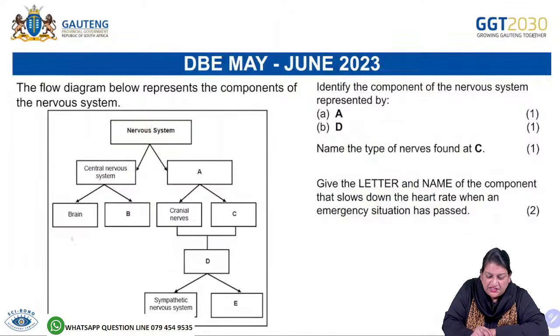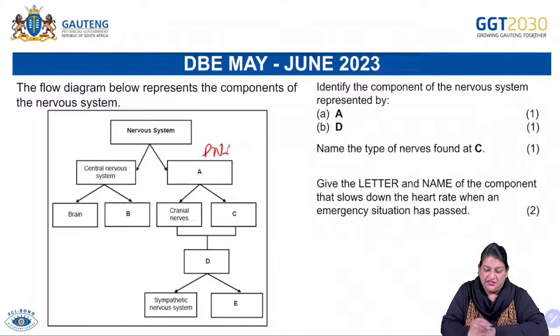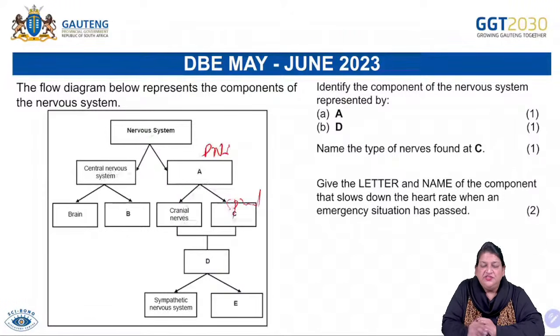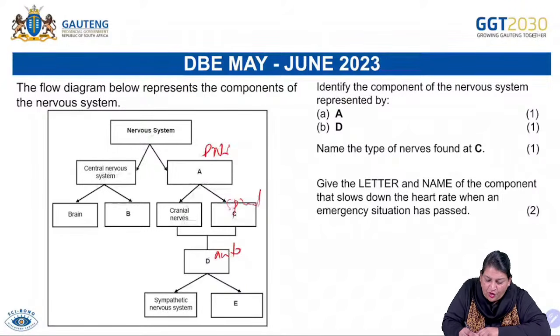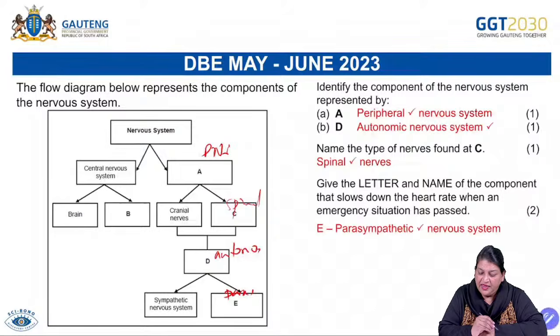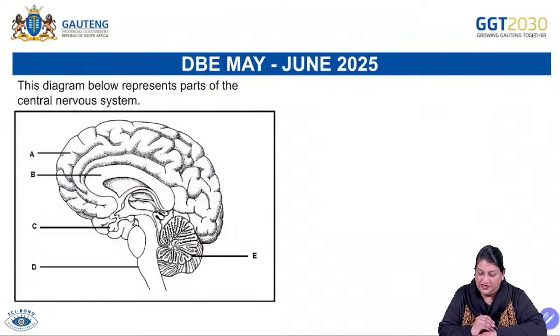Nervous system, central nervous system, brain and spinal cord. Your nervous system is divided into the central nervous system and the peripheral nervous system. The peripheral nervous system means outside the brain are cranial nerves, and outside the spine are spinal nerves. Your cranial nerves and spinal nerves can also form your autonomic nervous system, which is divided into the sympathetic and the parasympathetic nervous system. And you can see A is the peripheral nervous system, D is the autonomic nervous system, the type of nerve found at C is spinal, and E is your parasympathetic nervous system.